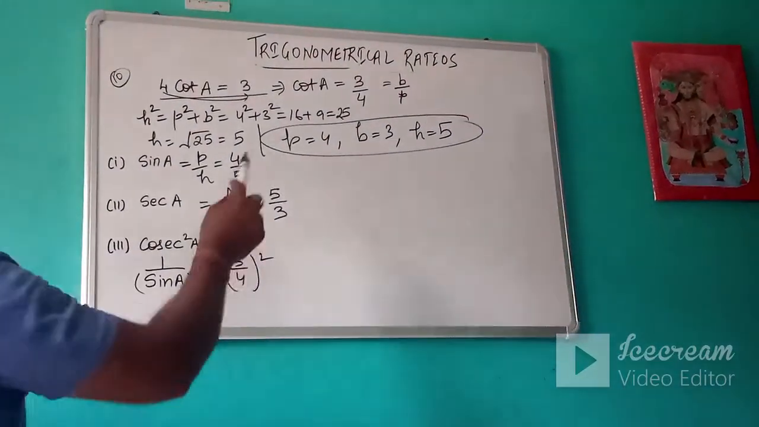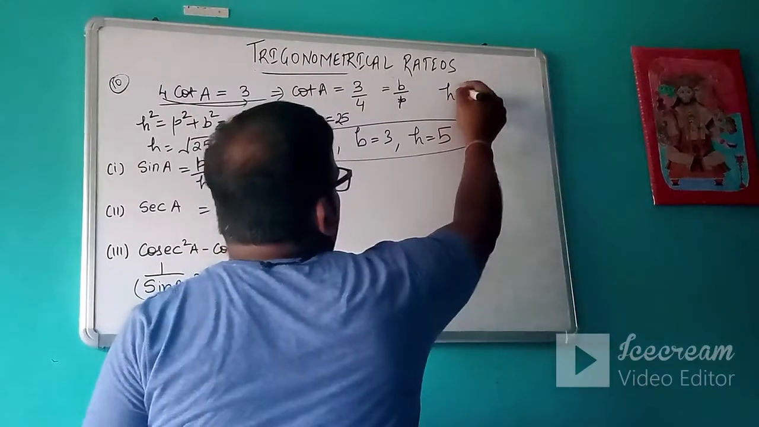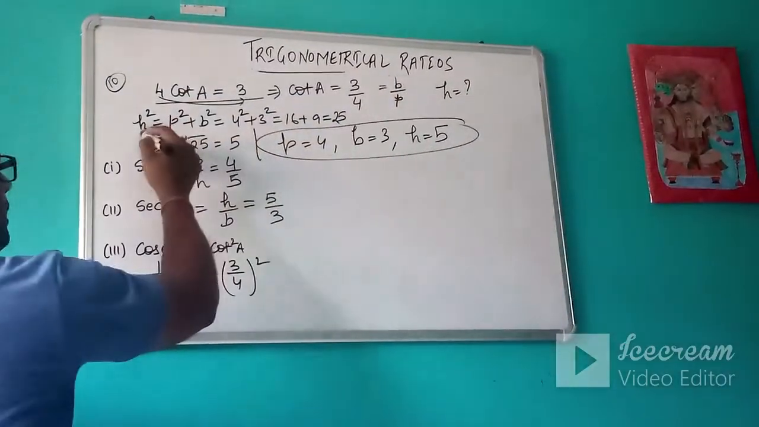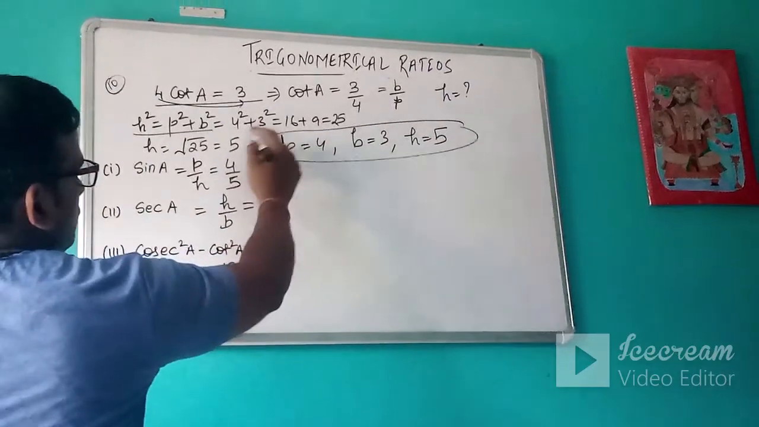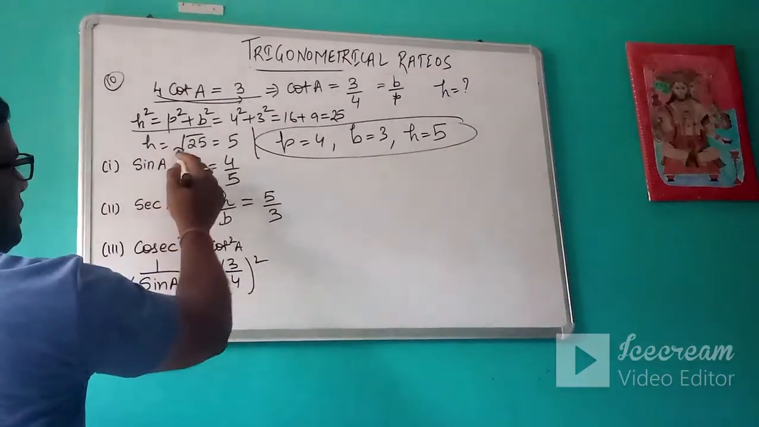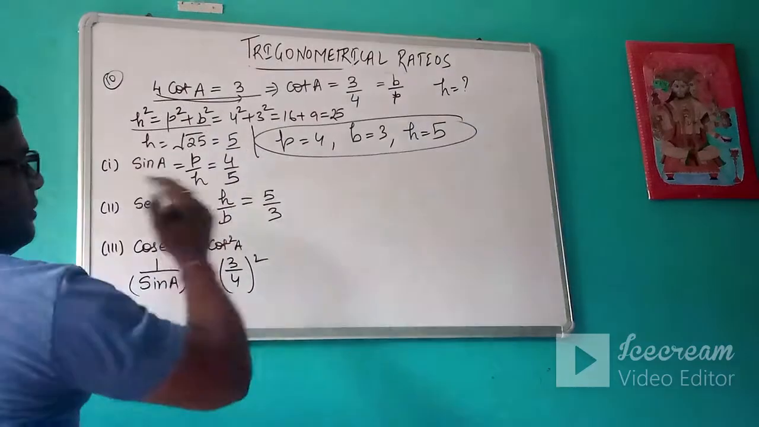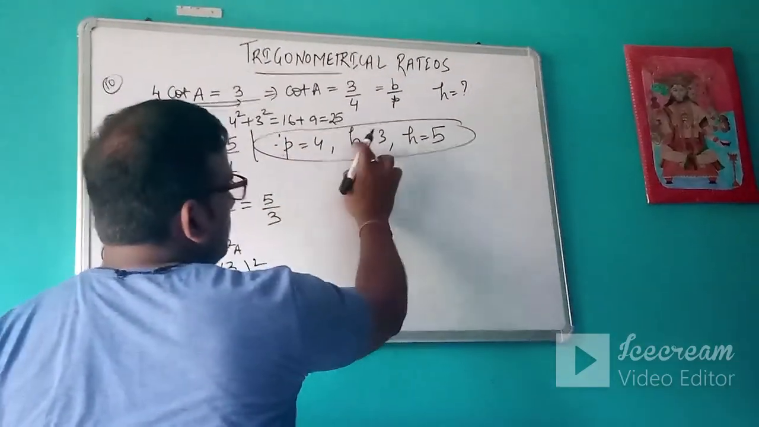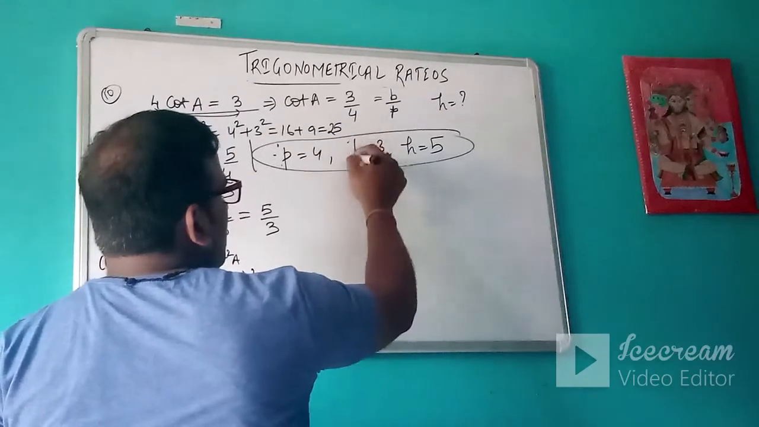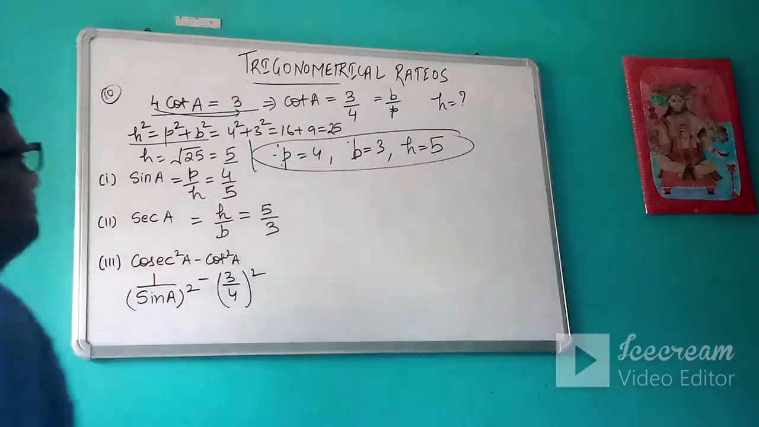So now what do we need? We need H. Again we will use the Pythagoras theorem: P square plus B square, you put the values 16 plus 9, that is 25. So what is H? H will be 5. So now these are our sides: P is equal to 4, B is equal to 3 and H is equal to 5.